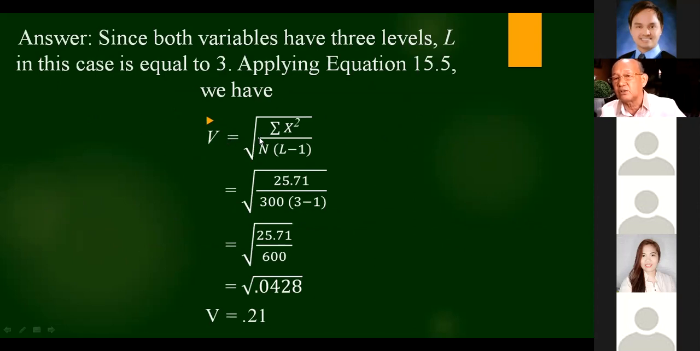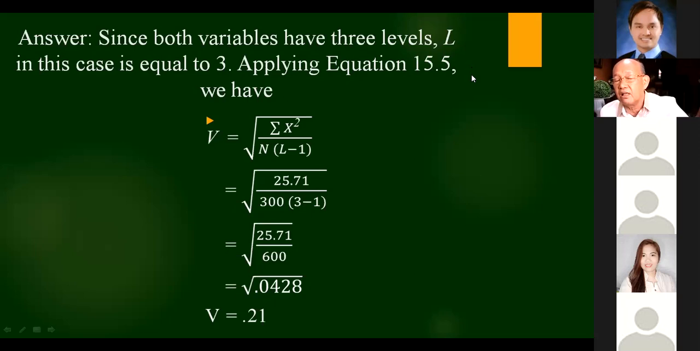Kramer's V is equal to the square root of the summation of chi-square over n, number of cases, and L minus 1. L is the number of levels. Okay, in our example, ang ating variable x ay, what is our variable x? Social class. Tama po? Yes. How many categories do we have or how many levels for social class? Working? 3. Kaya makikita nyo dyan, ginamit natin 3.